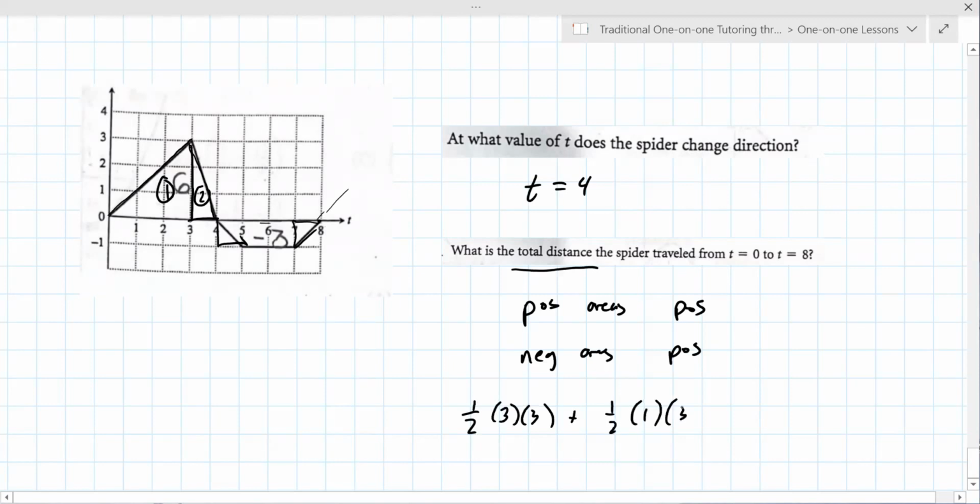So 4.5 plus 1.5. Yeah, and then 6. So maybe 9. Yeah. The 3 comes from where?